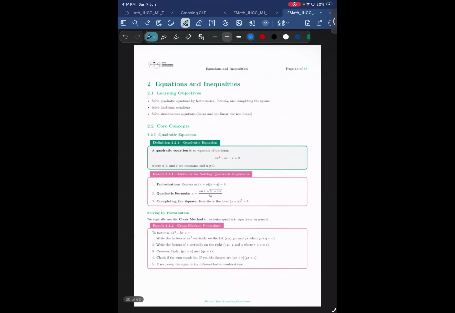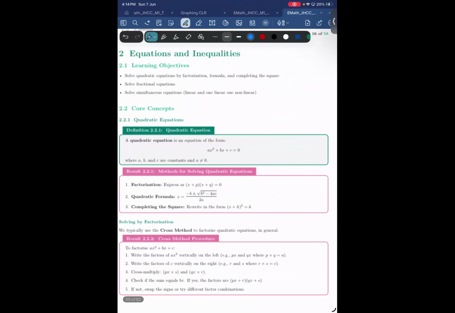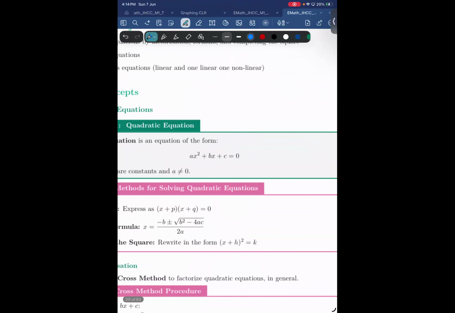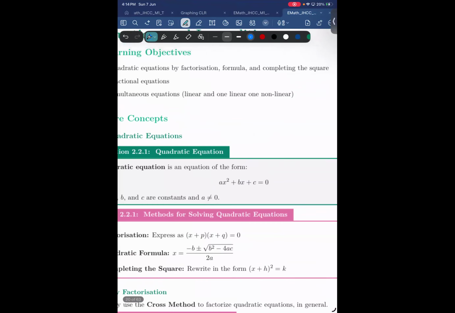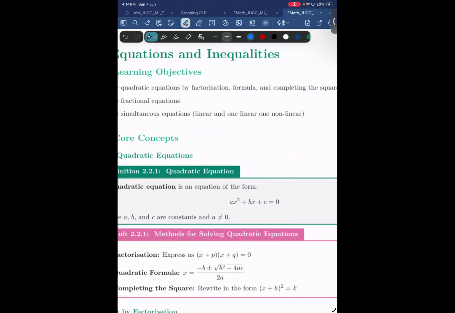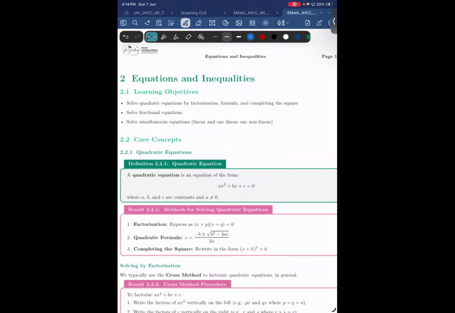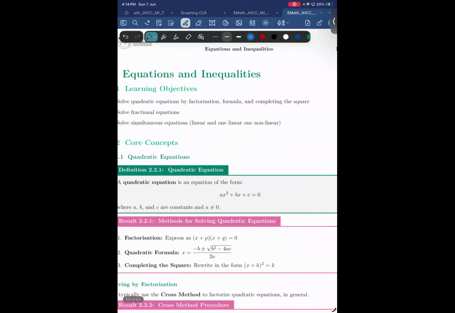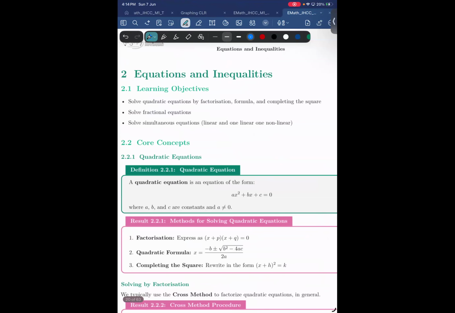And next we go to equations and inequalities. This one, I think, is one of the more fundamental chapters. The steps to solve are quite similar across both questions. So I'll go here. Solve quadratic equations by factorization, formula, and completing the square. Solve fractional equations and solve simultaneous equations.